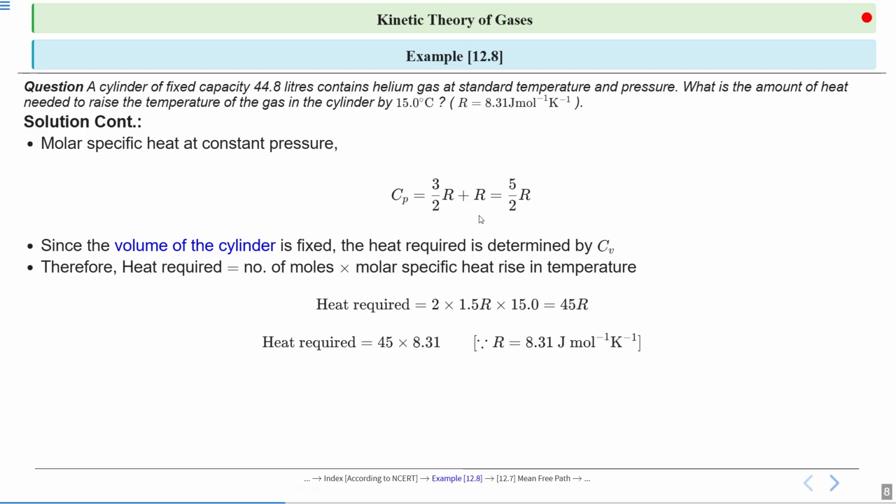Now we substitute the value of R into our equation. So heat required is equal to 45 into R, and the value of R is 8.31. So just multiply and you will get the answer. This step involves multiplying the calculated value by the gas constant to find the heat in joules. So solving this, you will get heat required is equal to 374 joule. This is the amount of energy needed to raise the temperature of helium gas in the cylinder by 15 degrees Celsius.